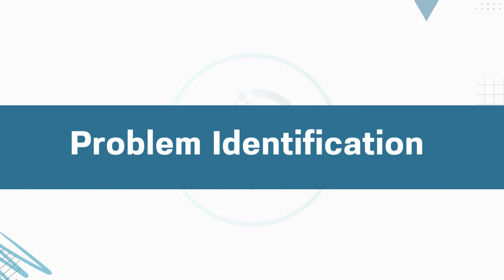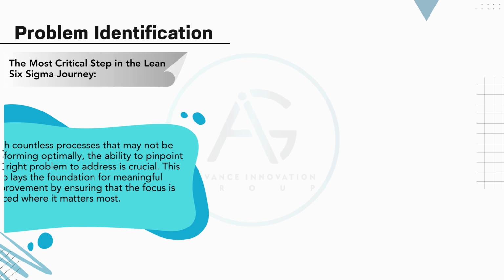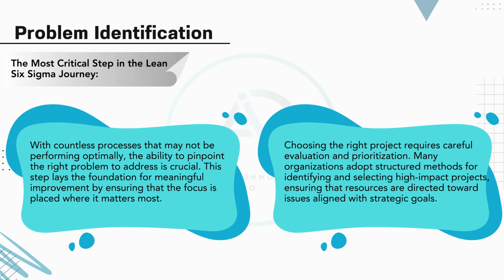Problem identification. This slide focuses on what is arguably the most critical step in the Lean Six Sigma journey. With so many processes in an organization, it's common to find areas that are not performing optimally. The key challenge is to pinpoint the right problem to solve. That's what makes this step so important. It sets the stage for meaningful improvement by directing our efforts where they will have the biggest impact.